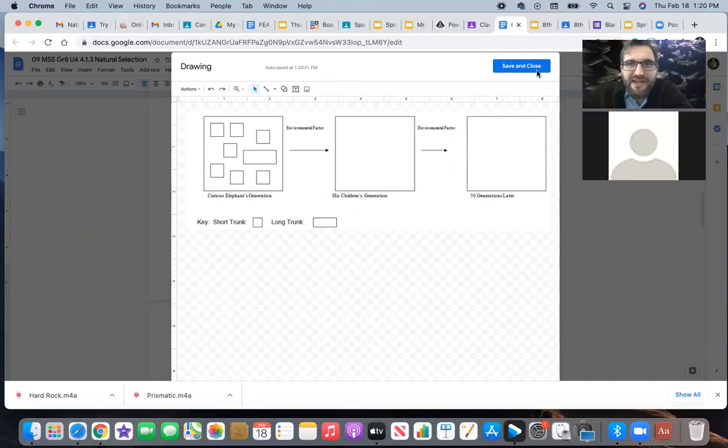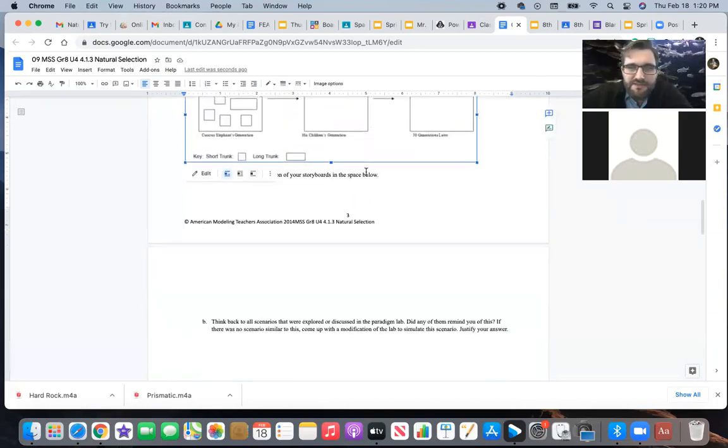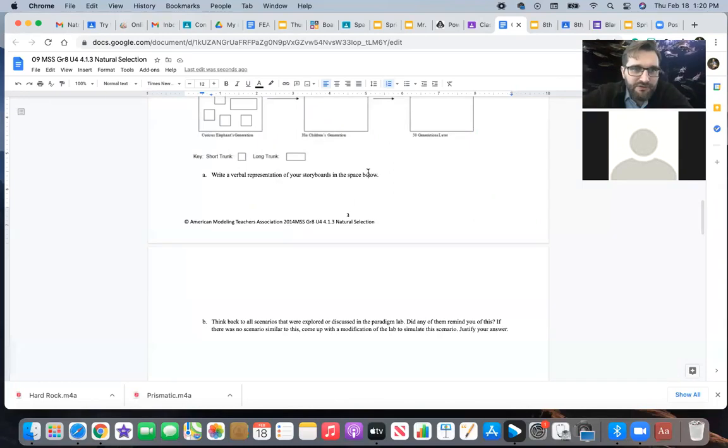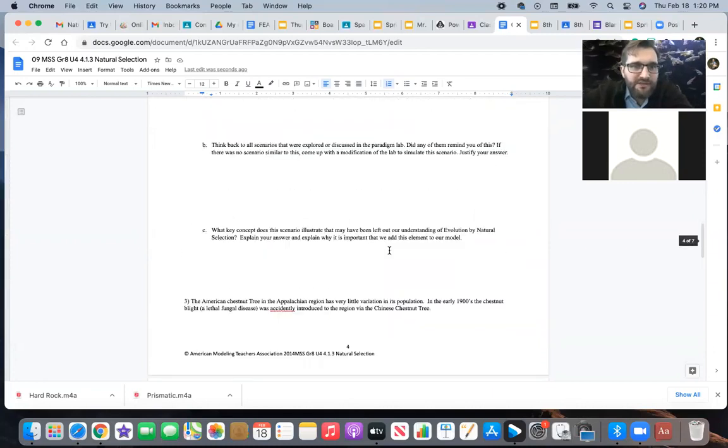So consider what it's asking in there. Consider that a crocodile stretches out the elephant's trunk, and now we've got one in the population with a stretched out trunk. Maybe that matters, maybe it doesn't, but maybe do a little comparison between our Fit Fishes lab. And then write a verbal representation of the storyboard that you create. Like, what do you think is going to happen, and why do you think it's going to happen?